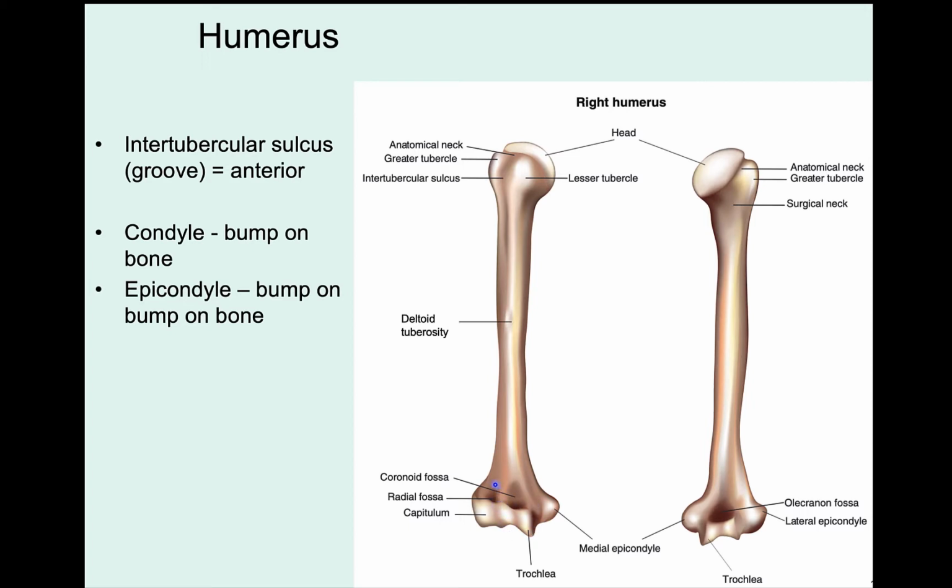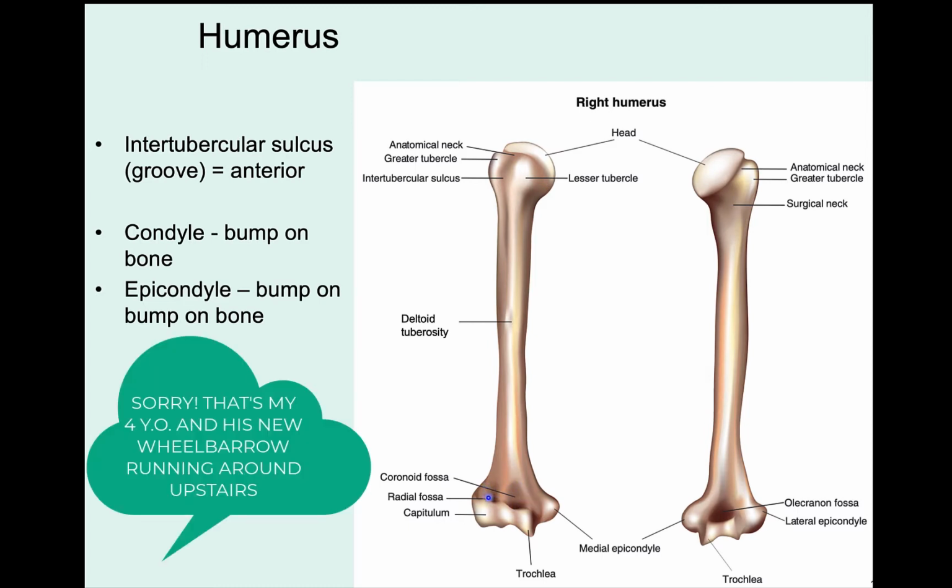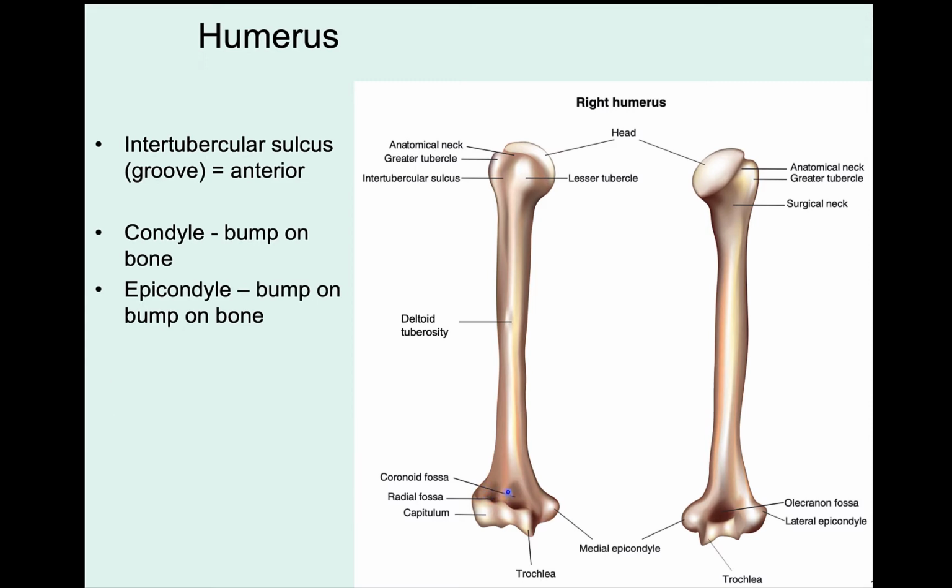More proximally, you'll see the radial fossa and the coronoid fossa. During flexion, the head of the radius will fit into the radial fossa, and the coronoid process on the ulna will fit into the coronoid fossa. You'll also see here we have the medial epicondyle. An epicondyle is a bump on a bump. So the epicondyle is a bump on the condyle.